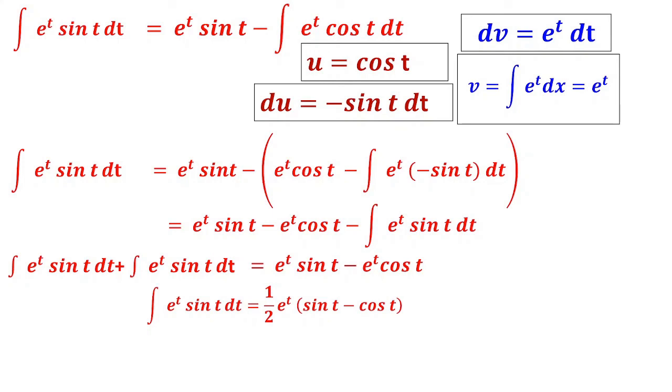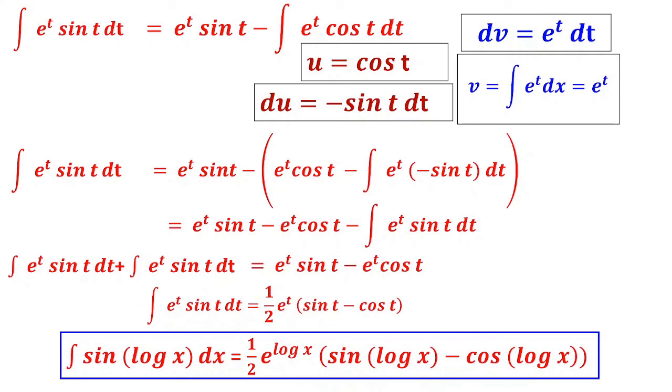But we started with integral sin log x, where we substituted t is equal to log x and started the problem. Therefore replace t as log x. So it will become half into e power log x into (sin of log x minus cos of log x) plus c.